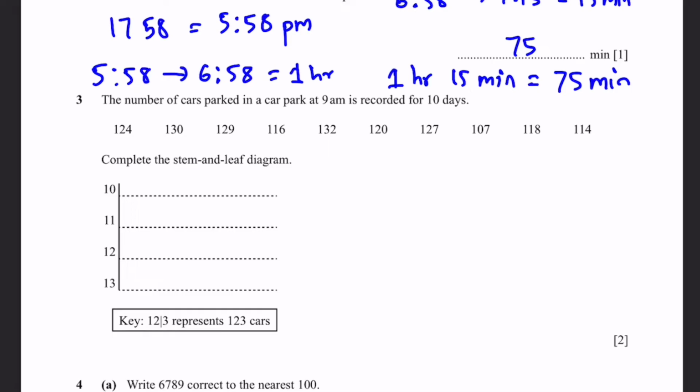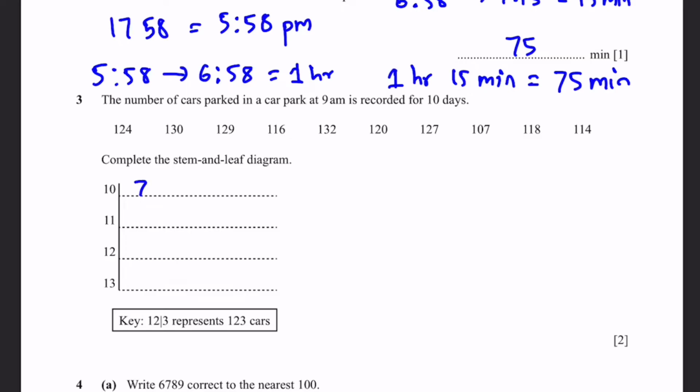The number of cars parked in a car park at 9 a.m. is recorded for 10 days. Complete the stem and leaf diagram, and here we need to just fill in the values. Notice here that they've given 10, 11, 12, 13. They're actually the hundreds and tens digits of the numbers. First, let's find out the numbers which start with 1, 0. And in this list, there's only 107 like that, and therefore we write the number 7 here.